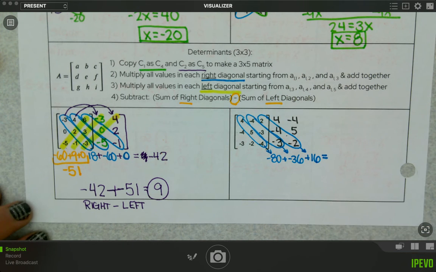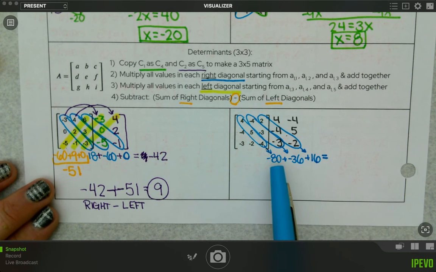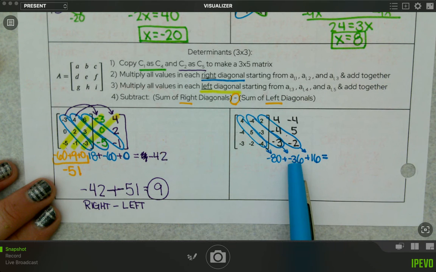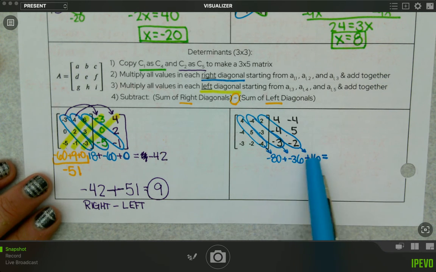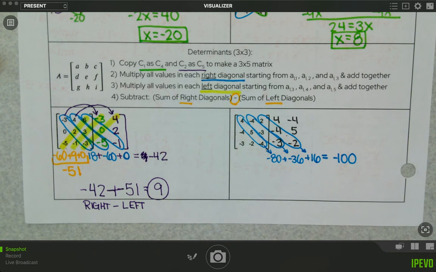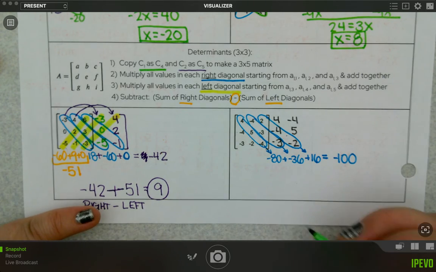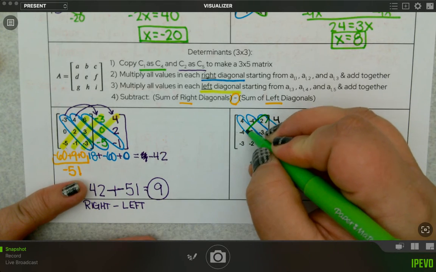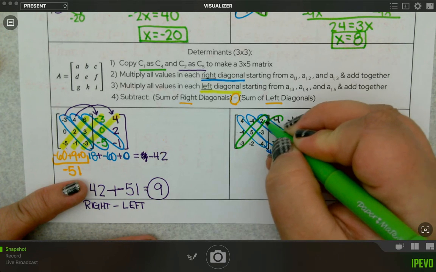And I'm going to add those three together. Negative 80 plus negative 36 is negative 116. Negative 116 plus 16 is negative 100. You can also use a calculator to add if you need to. And then I'm going to do the left diagonals, which starts in the middle and goes the other direction.